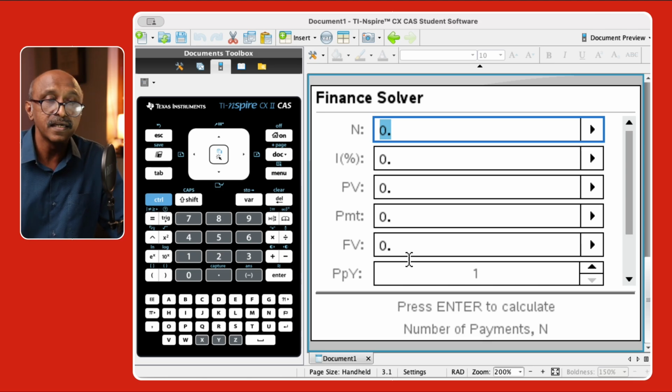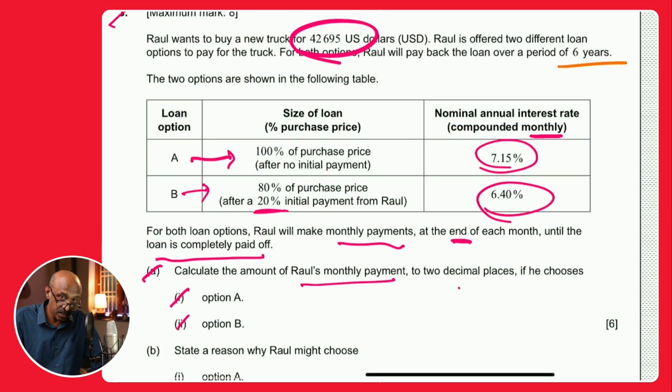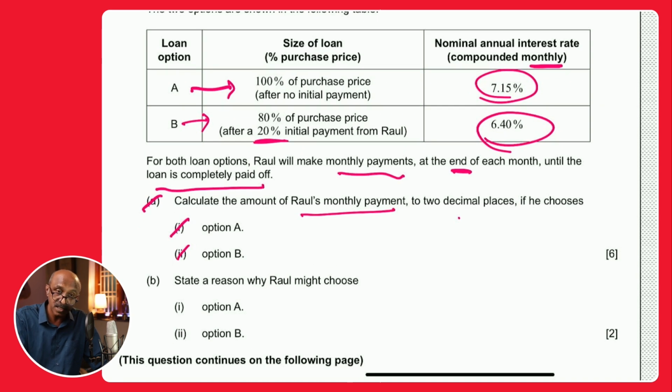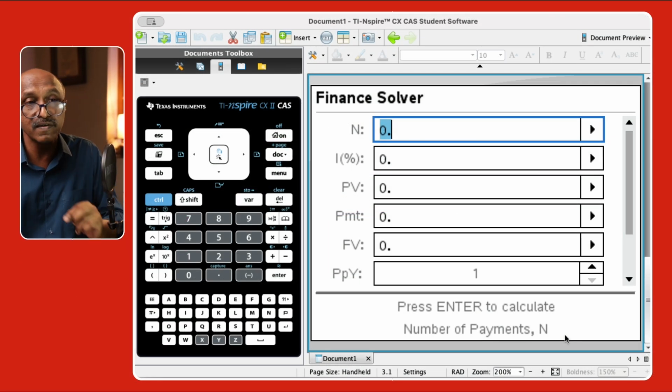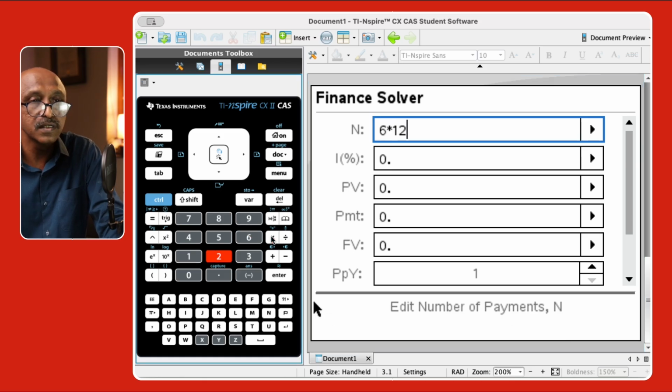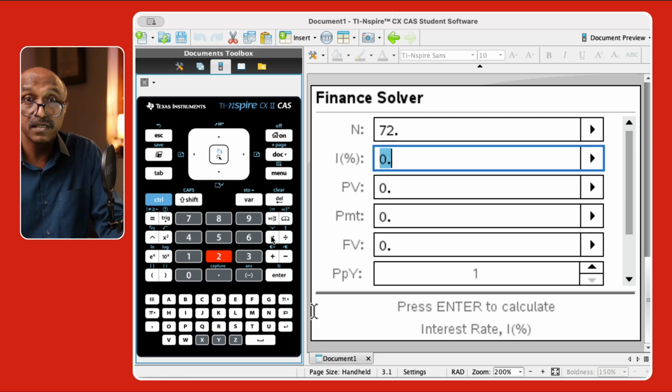So what is capital N? Capital N is the number of payments. Remember, in the question it says 6 years, and it's monthly payments. So clearly you know that it's 6 times 12. But if you want, you can just enter 6 times 12 here, and it will calculate for you. Then tab to the next entry.